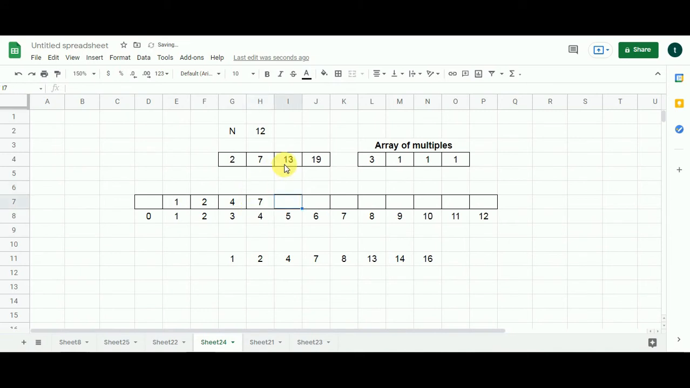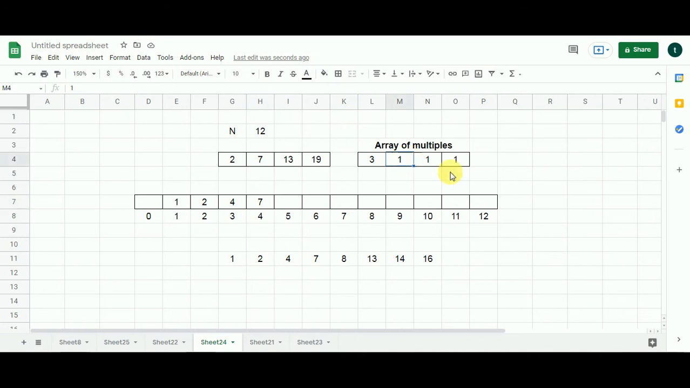I move to 13 now, the third prime number. The index stored in the corresponding cell of the array of multiples is 1. At index 1 we have 1 stored. 13 multiplied by 1 will give us 13. It is not less than 7, so 7 stays and 13 goes out. I move to 19 now, the fourth prime number. The index is 1, at index 1 we have 1 stored. 19 multiplied by 1 will give us 19. It is not less than 7, so 7 stays and 19 goes out.